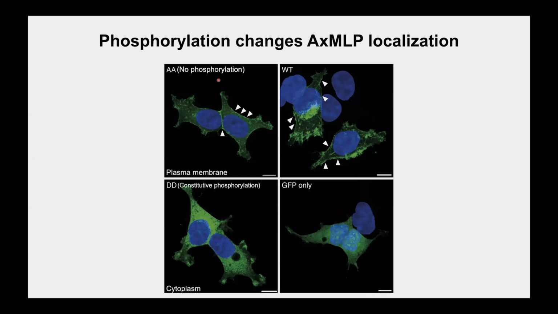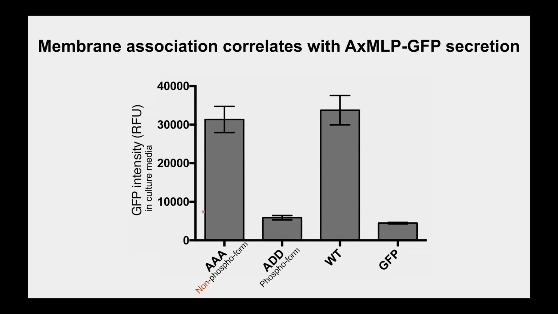You can see here that the non-phosphorylated mimic looks like it's on cell membranes, whereas the phosphomimic looks like it's in the cytoplasmic area. And when he measured the amount of GFP fusion protein in the culture media outside the cells, indeed the non-phosphomimic is readily secreted out of cells, whereas the phosphorylated mimic form is practically not released from cells at all. It's almost the same as just transfecting GFP into cells.